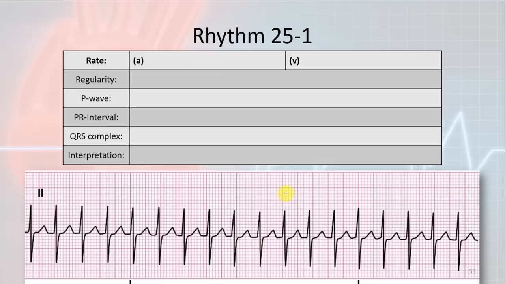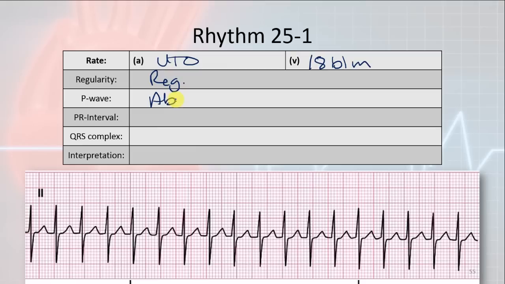So the first rhythm we're going to identify here, where exactly is the P wave? I can't tell. So I'm going to say the atrial rate is unable to obtain. What is my ventricular rate? 1, 2, 3, 4, 5, 6, 7, 8, 9, 10, 11, 12, 13, 14, 15, 16, 17, 18. So my ventricular rate is 180 beats per minute. You think this person's going to have some chest pain and fluttering? More than likely. Regularity, we're going to say is regular.